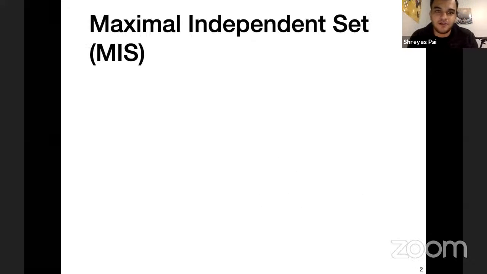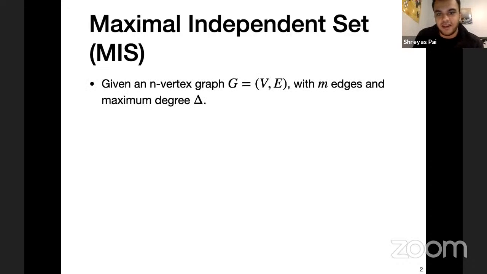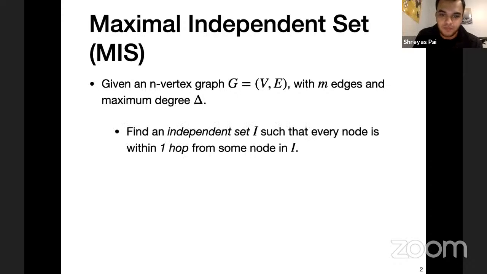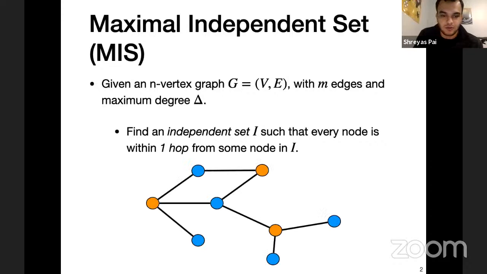So let me begin the talk. We talk about ruling sets in this paper. To define ruling sets, let me first define what a maximal independent set is. You're given an n vertex graph with m edges and maximum degree delta, and you want to find an independent set I such that every node is within one hop of some node in I. So let's look at that with an example.